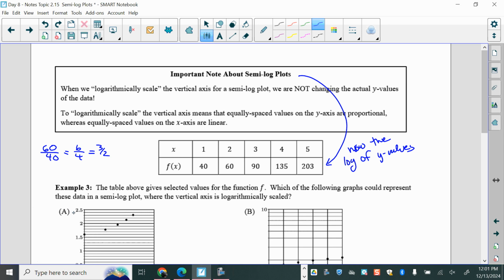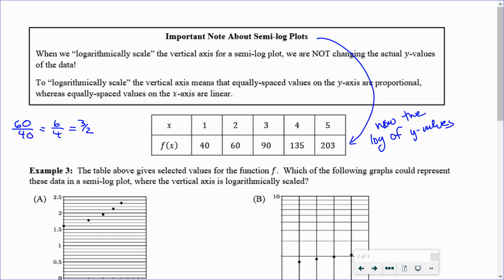So let's do another one just to see. If I also take 90 divided by 60, it should be the same thing. That would turn into 9 over 6, which is 3 over 2. So you see how this is multiplying by 3 over 2, about. Now it starts to get messed up a little bit. 135 times 3 halves is about 203. So it starts to mess up a little bit, but the beginning is going pretty well. So it's exponential, it's a scatter plot.